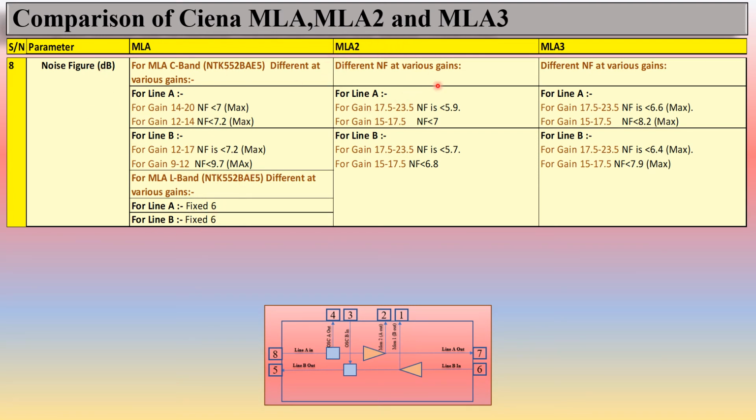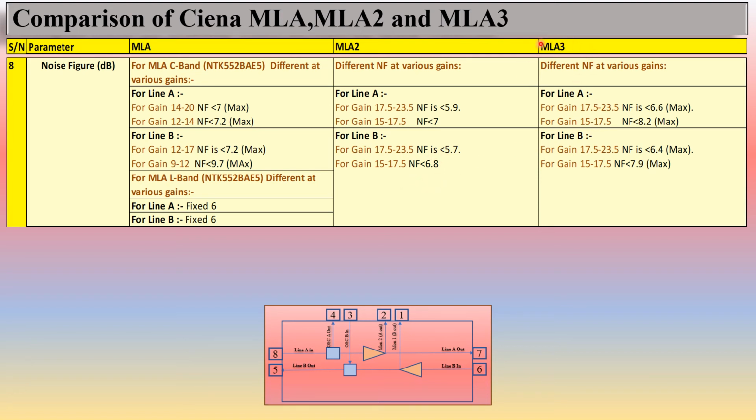In the case of MLA2, again different noise figure at various gains. You can see here for line A, for gain 17.5 to 23.5 the noise figure is less than 5.9, and for gain 15 to 17.5 the noise figure is less than 7. And for line B, if you are talking about this span or this direction, for gain 17.5 to 23.5 the noise figure is less than 5.7, and for gain 15 to 17.5 the noise figure is less than 6.8.